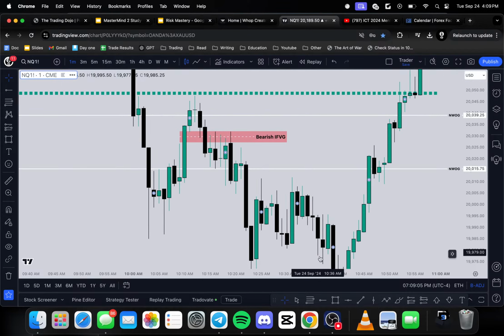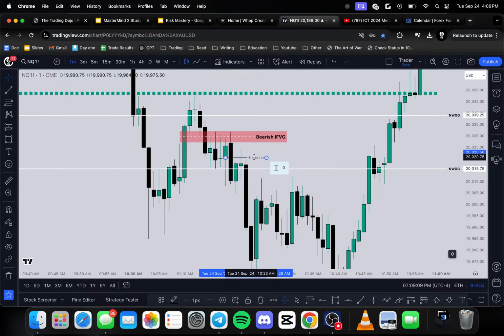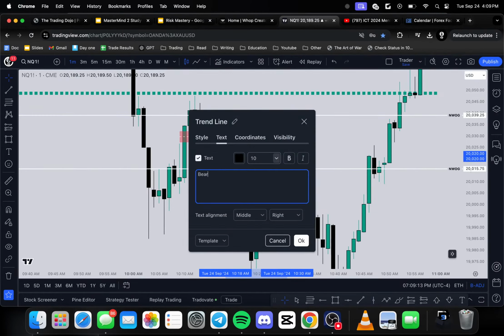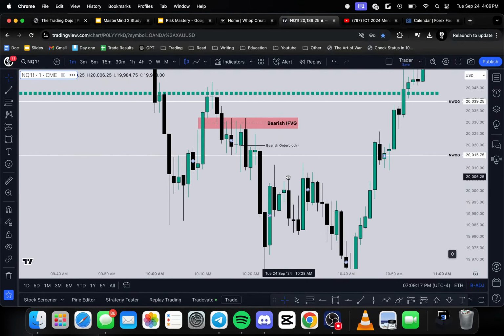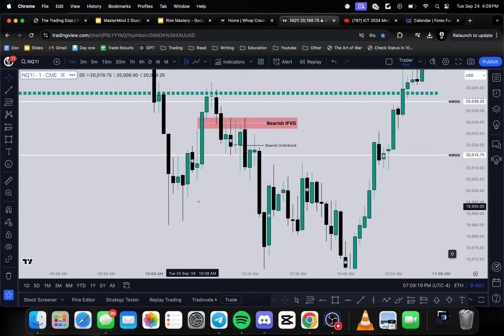Then an order block formed, right? A bullish candle that gets traded below. It's our change of structure, market structure shift. Bearish order block. And say you could have aimed for these lows right here, and you would have gotten your trade right there.